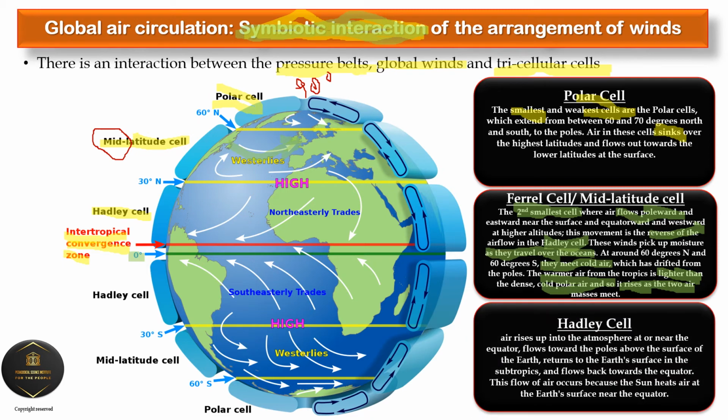Then the last cell we talk about is known as the Hadley cell. Now in a Hadley cell, you must take note that air rises up into the atmosphere at or near the equator. So the Hadley cell is found near the equator between 0 and 30 degrees. Now what will happen is that this air flows towards the poles above the surface of the earth and returns to the earth's surface in the subtropics. So what will happen is that this air will flow back towards the equator.